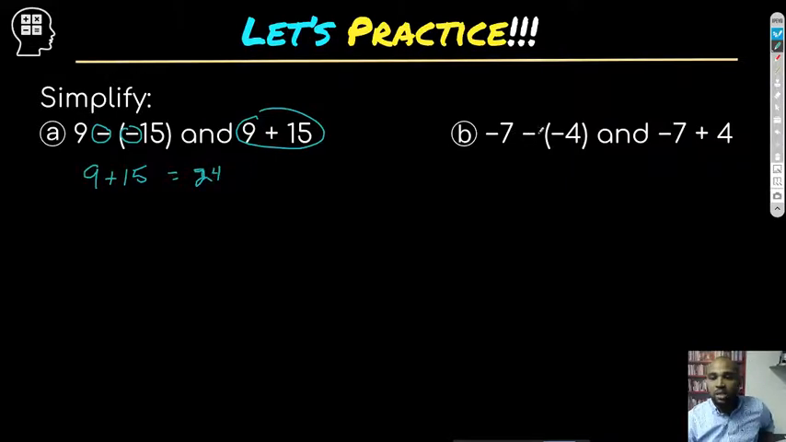And negative 7 minus a negative. See, these connecting, don't try to connect this negative here, but these right next to each other is going to be the same thing as plus. So negative 7 plus 4. The negative is bigger on the 7, so I know it's going to be a negative. 7 minus 4 is 3, so it's going to be a negative 3.